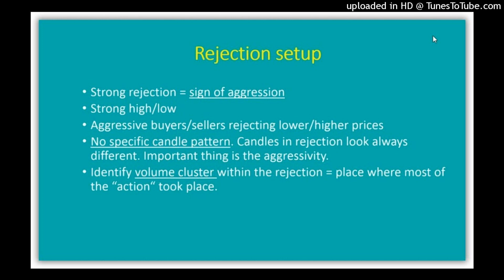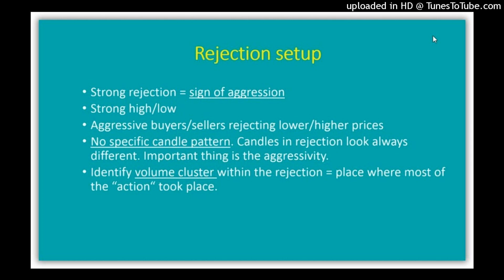And you can also trade the rejection in a rotation. So when there is a rotation and there is, for example, a rejection of higher prices, then you enter your short from the place where the volumes were the heaviest, short like that. Or if there is a rejection of lower prices in the rotation, like this, then you go long from there. Alright, so this is a big advantage of the rejection setup. You can trade it in all market conditions: rotation, trend or counter trend.